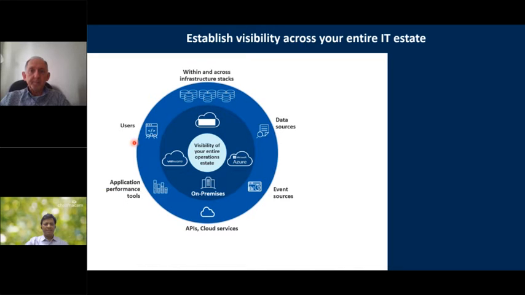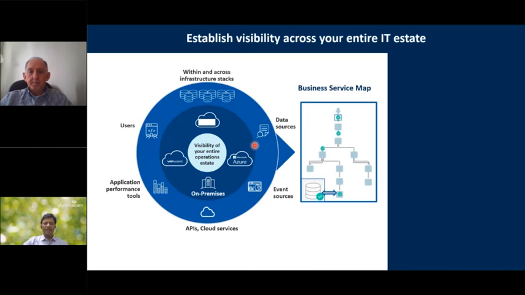Now, how does it all come together? Here is how you can establish visibility across the platform. These are different infrastructure stacks, the users, the application performance tools, the APIs, cloud services, and different event sources, because in some cases you are still tied to your native tools, like a storage native tool or a database native tool. However, the platform takes care of everything on its own without any native tool utilization, and different data sources get plugged in. All this put together does an automated discovery of all the elements in your environment and creates a business service map.